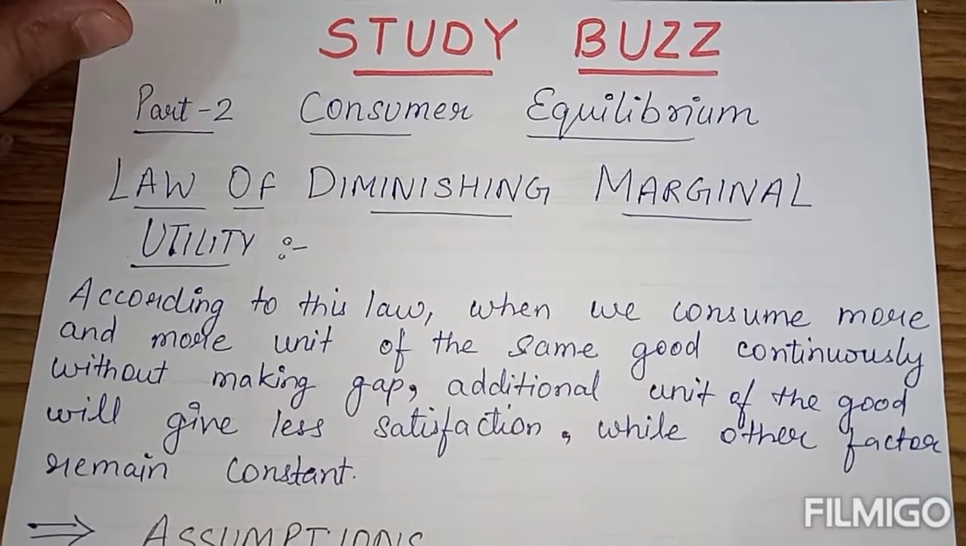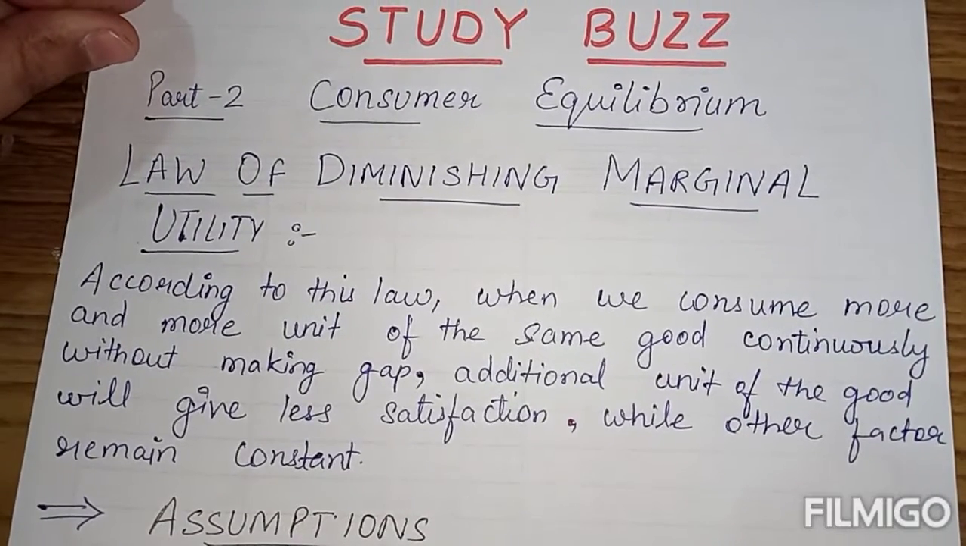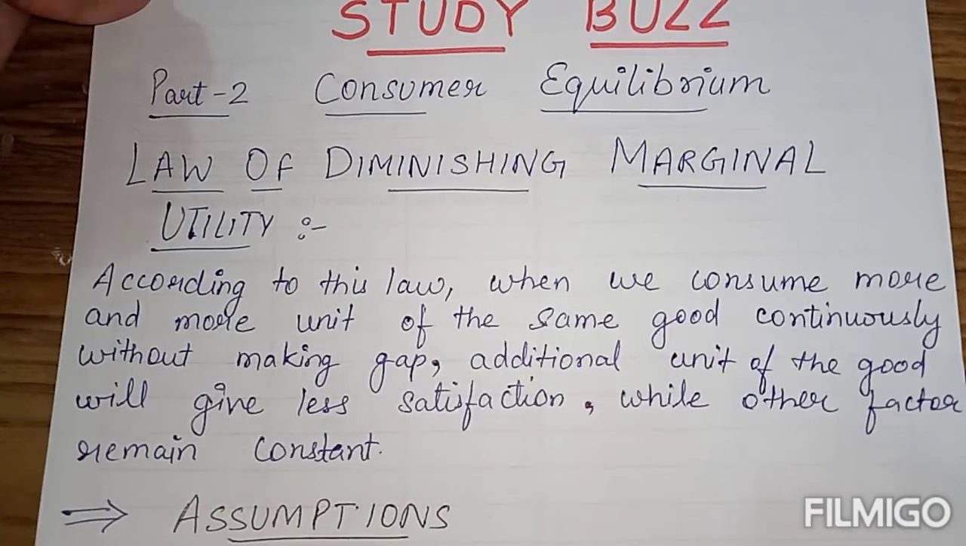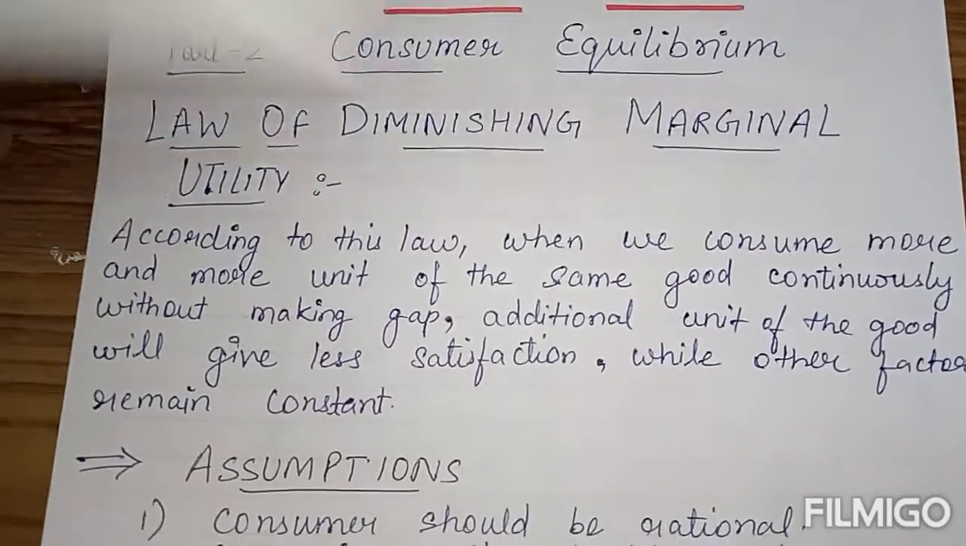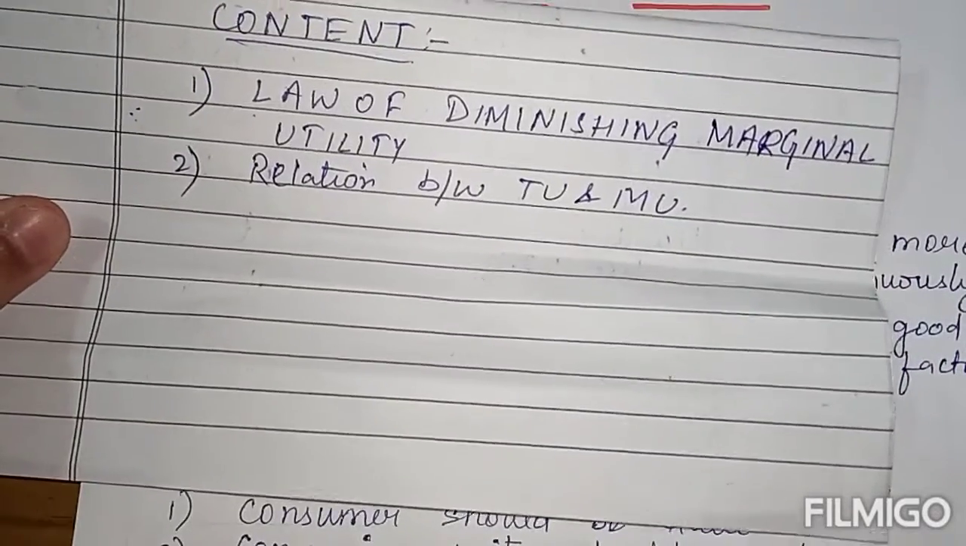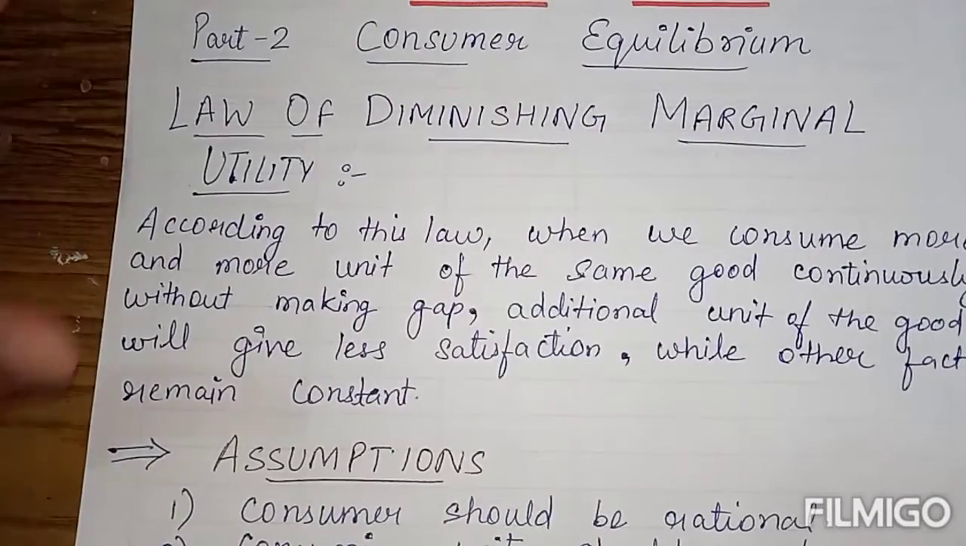This is part 2 of consumer equilibrium. If you haven't watched part 1 yet, please first watch part 1, then you will be able to understand it more clearly. So today we will discuss the law of diminishing marginal utility and the relation between total utility and marginal utility. So let's start the video.